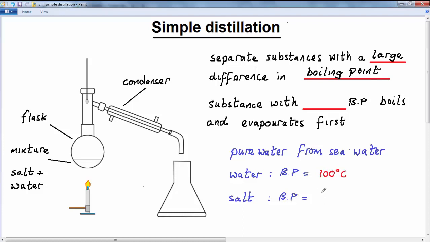point for salt is 1413 degrees Celsius. So there's a very big difference in boiling points here. So there'd be absolutely no problem at all separating the water from the salt water mixture in this case.